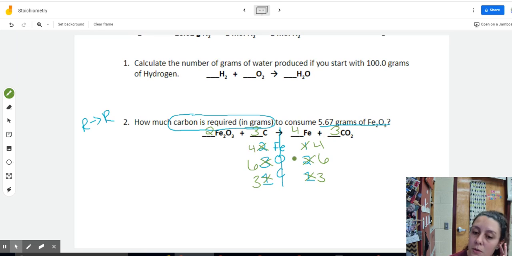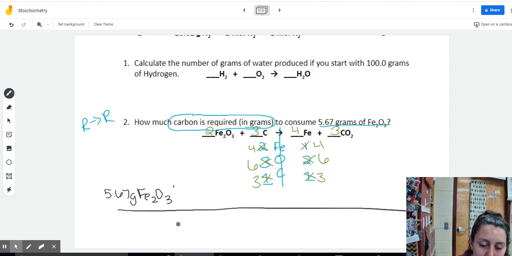Okay, so when we go to dive into our actual stoichiometry problem, we're going to once again start with that 5.67 grams of Fe2O3. I'm going to go ahead and make my railroad track.